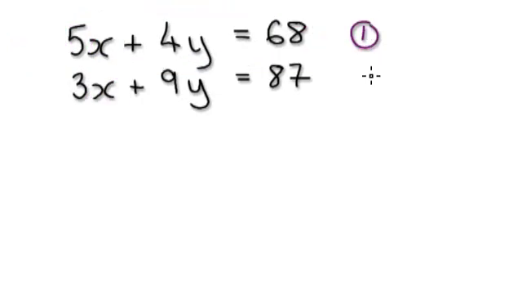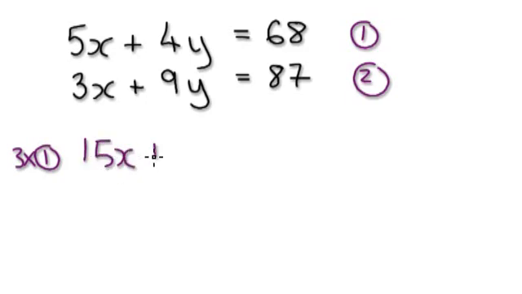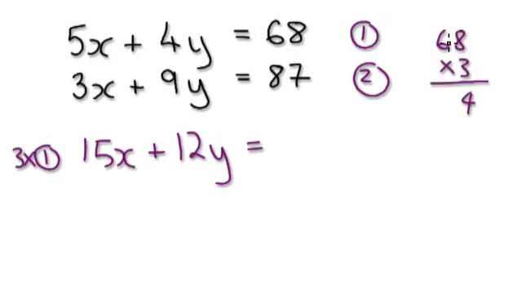So for example, let's call this equation 1, equation 2. Let's get 3 times equation 1. So this will be 15x plus 12y, and remember we are timesing everything by 3. So 68 times 3 equals 4 here, carry the 2, 18, 20. So this will be 204.